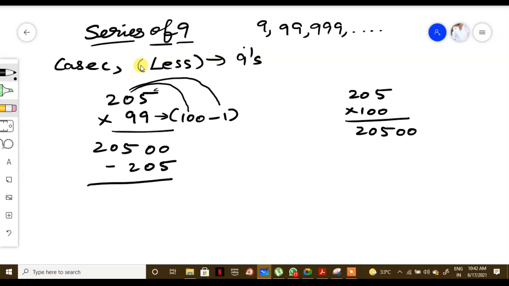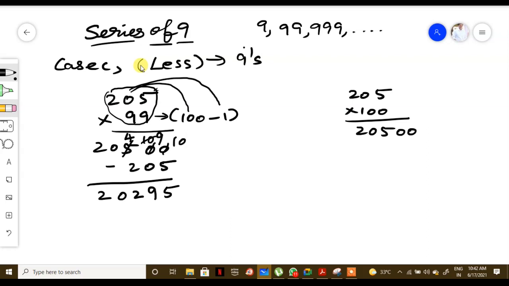We can't subtract 0 minus 5, so we go with the usual school method here. Here it is 4, here it is 10. Again I borrow from this one, it makes 9, so it takes us to 10 here. So 10 minus 5 is 5. 9 minus 0 is 9. 4 minus 2 is 2. 0 minus nothing is 0, so nothing is there. So the answer for this question, 205 into 99, is 20295.